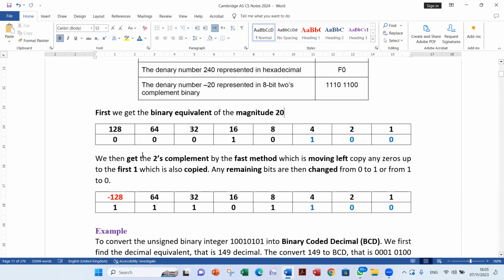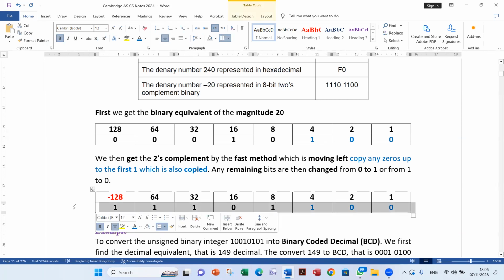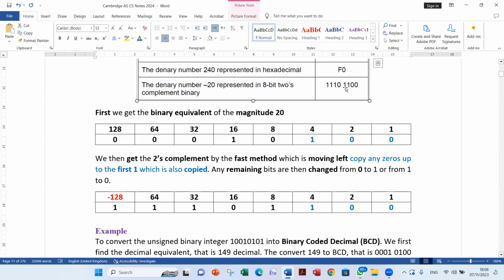Starting from the right, we get the 2's complement by the FAST method, moving left. Copy any zeros up to the first one, which is also copied. First 0 is here, another 0 is here, until I get the first one and it is here. And then start flipping. Any remaining bits are changed from 0 to 1 and from 1 to 0. Here, I'm flipping. And this representation is just the answer.